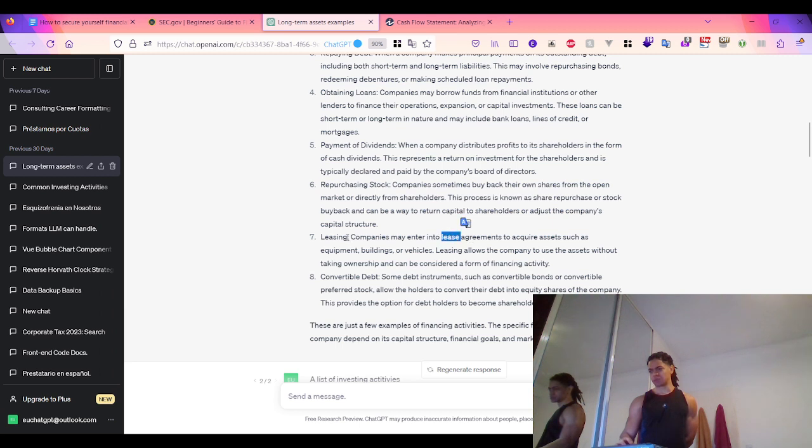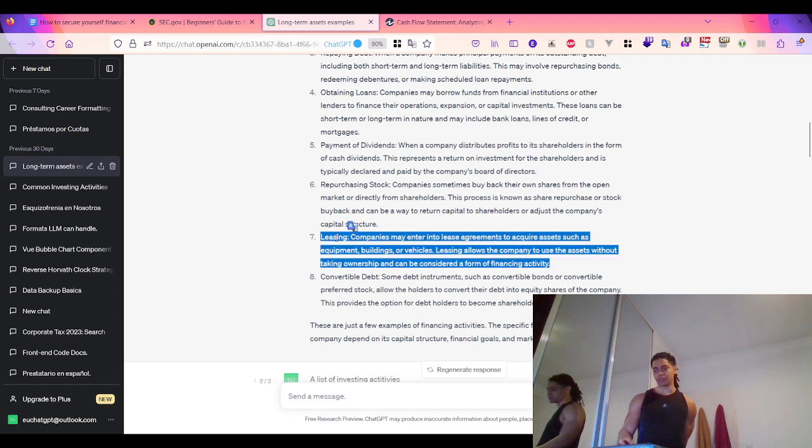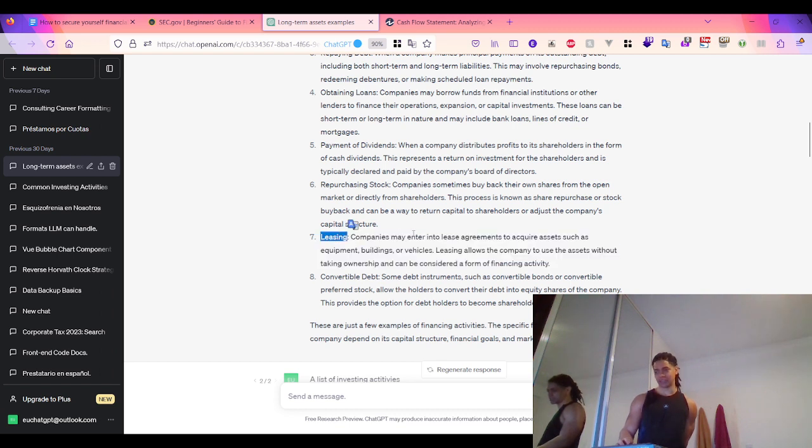Leasing. A company may enter into a lease agreement to acquire assets such as equipment, buildings, or vehicles. Leasing is like a rent. It allows the company to use the asset without taking ownership and can be considered a form of financing activity. After all, I don't have any ownership of those assets, but I can use them. Leasing in Spanish is arrendamiento, una renta.